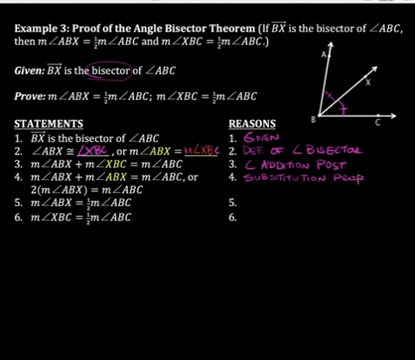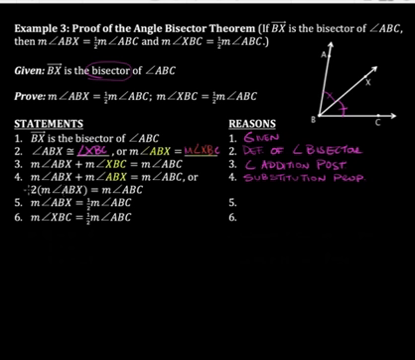Substitution property. Now the second part of statement 4 is just some combining like terms. Instead of saying measure of angle ABX plus measure of angle ABX, we write it as 2 times the measure of angle ABX equals the measure of angle ABC. So now how has that changed when I get to statement number 5?